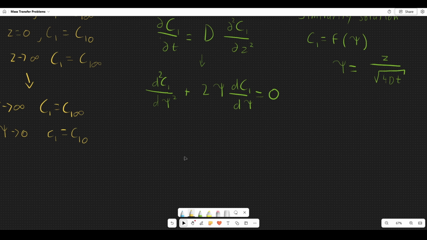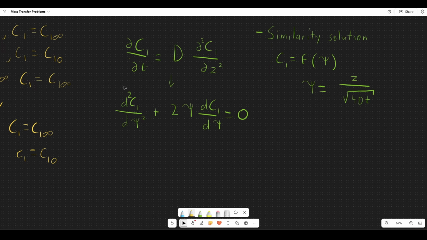Perfect. And so if you want to think of this, this is a normal, second order, normal coefficient differential equation.